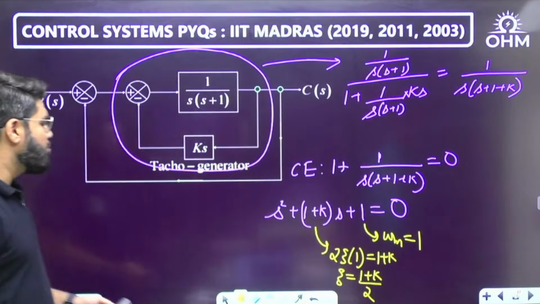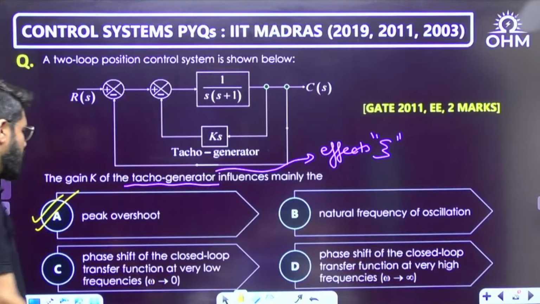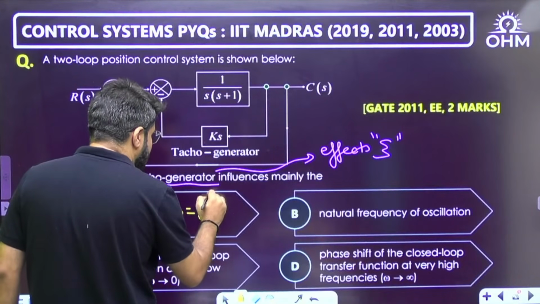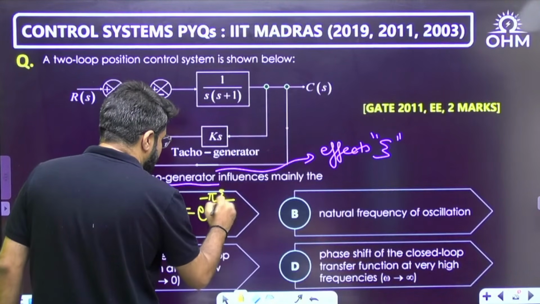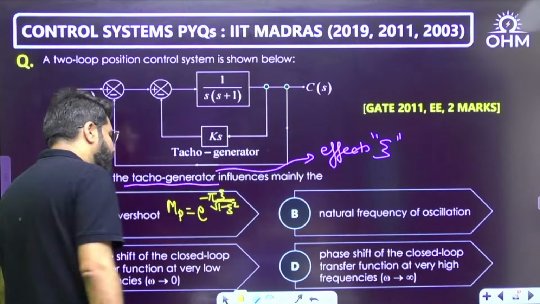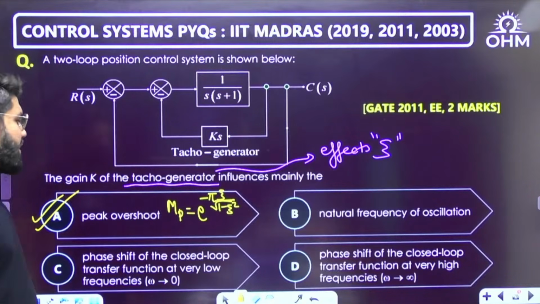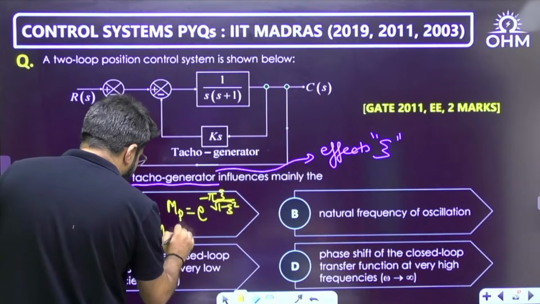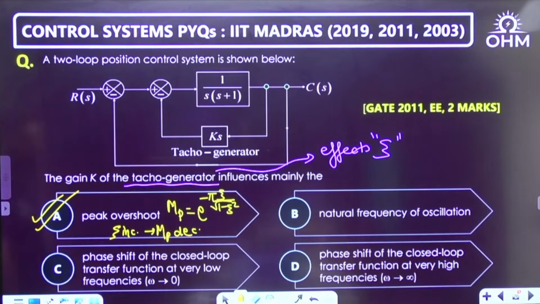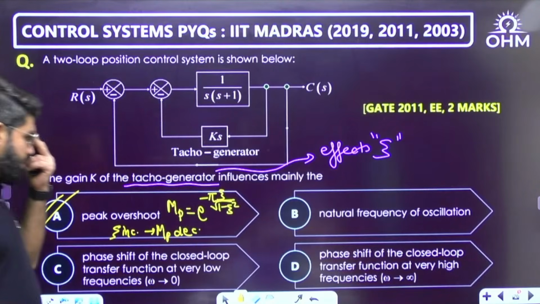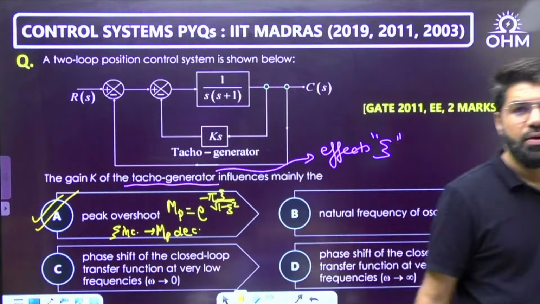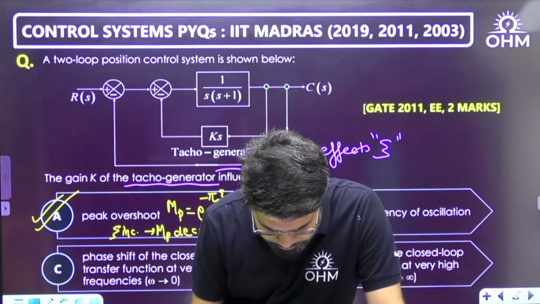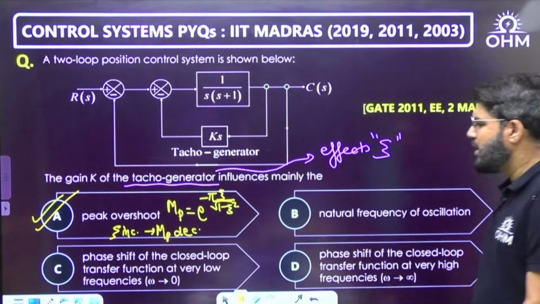So it is going to affect zeta, and hence it will affect the overshoot, because the peak overshoot depends only on zeta: e power minus pi zeta divided by root 1 minus zeta square. If zeta increases, the overshoot decreases, which is good. The fluctuations reduce, so it improves the damping in the system. The correct answer is going to be A here.